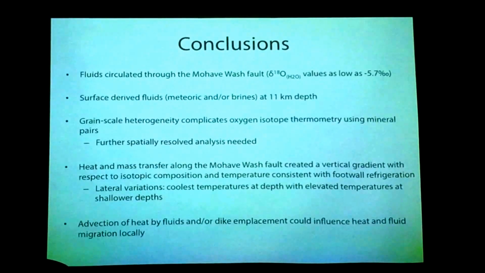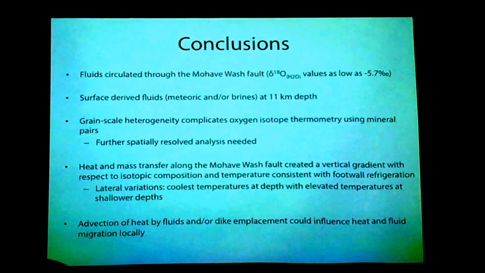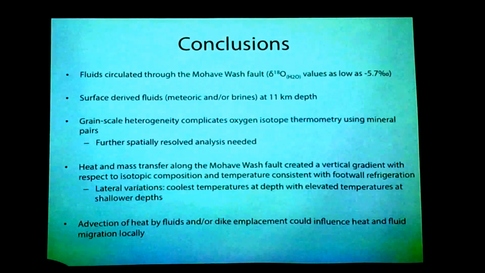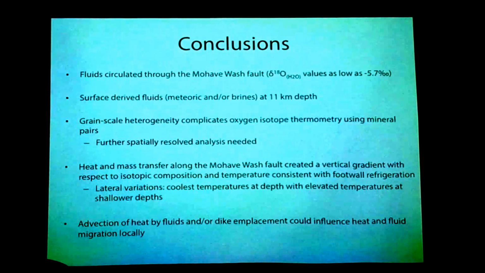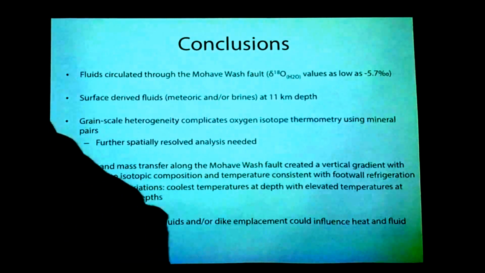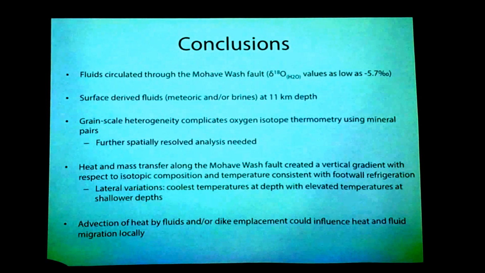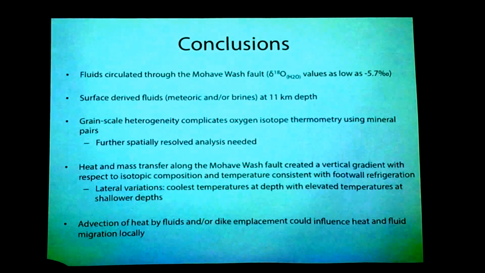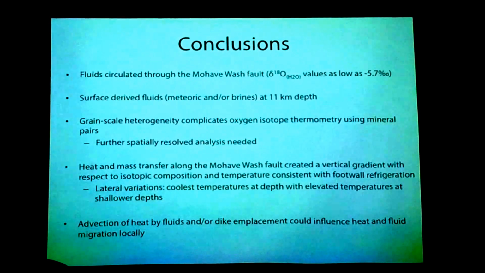So in conclusion, fluids are thought to have circulated through the Mojave Wash Fault with calculated delta 18 fluid values as low as 5.7 per mil. Surface-derived fluids, either meteoric or brine, are seen at depths of up to 11 kilometers. Grain scale heterogeneity does complicate isotope thermometry in fault rocks. This study is a good example of why more spatially resolved techniques are needed to do this type of work.